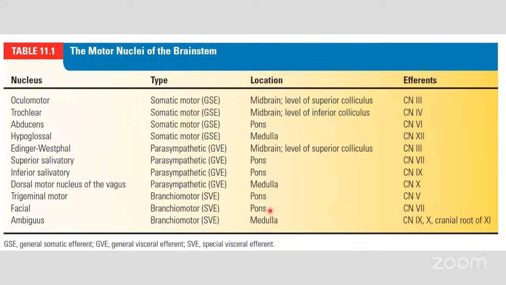The facial nucleus, that is the special visceral efferent, lies in the pons. It supplies both motor and sensory and autonomic functions. And the nucleus ambiguus, which gives rise to efferents of cranial nerve 9, cranial nerve 10, and the cranial root of cranial nerve 11, lies in the medulla.